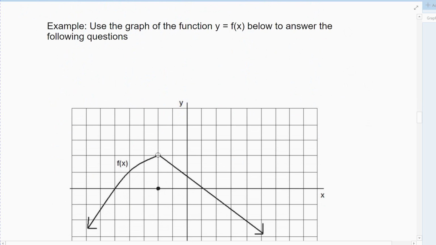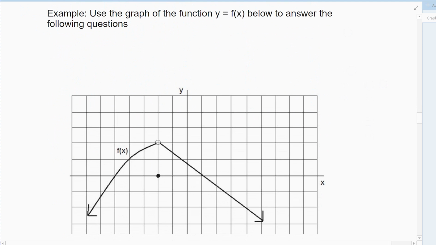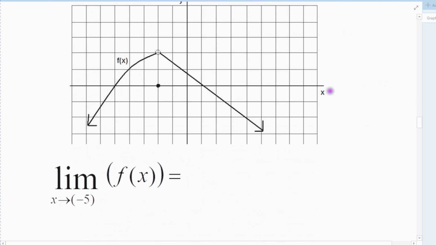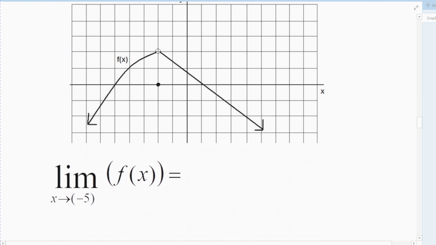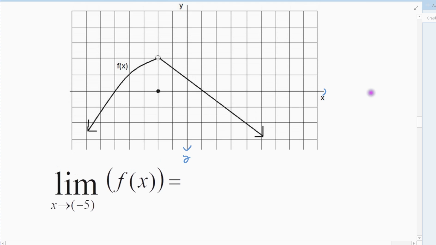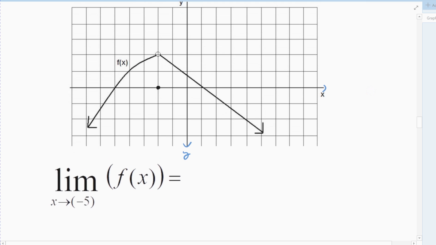Looking at an example using the definition, I've got my graph here. Here's my graph of f of x. Here's my x-axis, here's my y-axis. It's a little hard to see them, but those are my x and y axes. What we're looking at first is at -5. So -5, 1, 2, 3 puts me here. There's my -5.